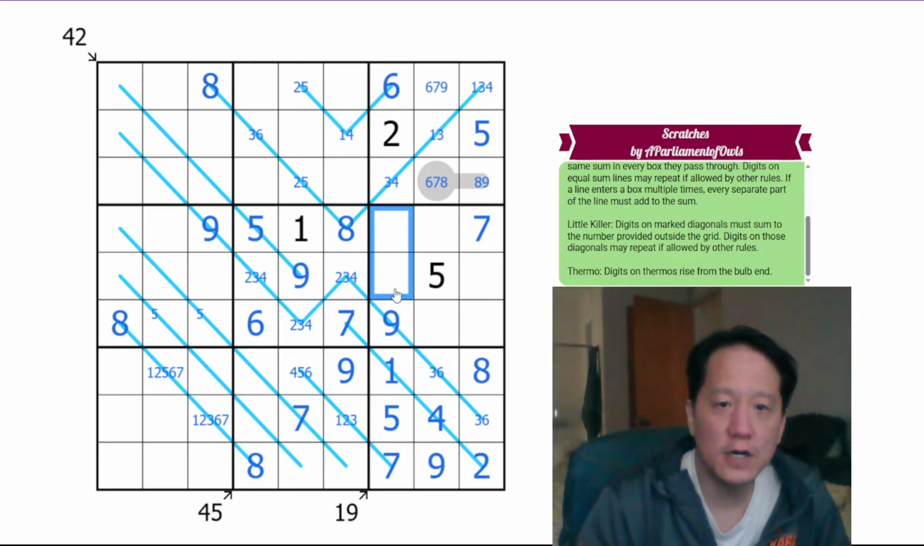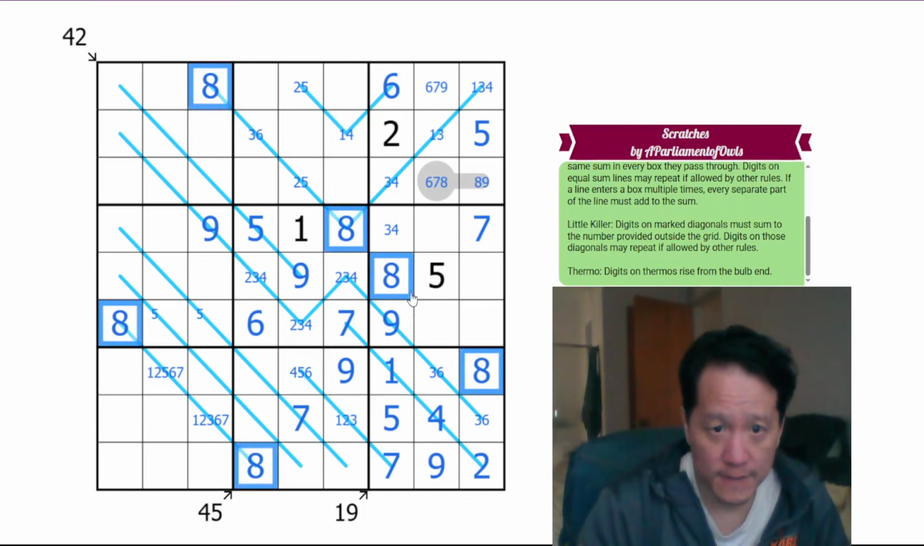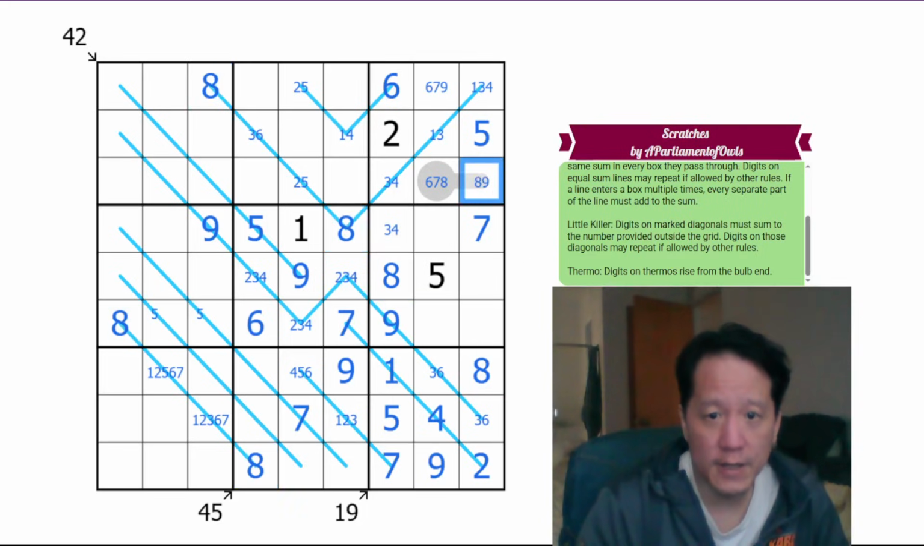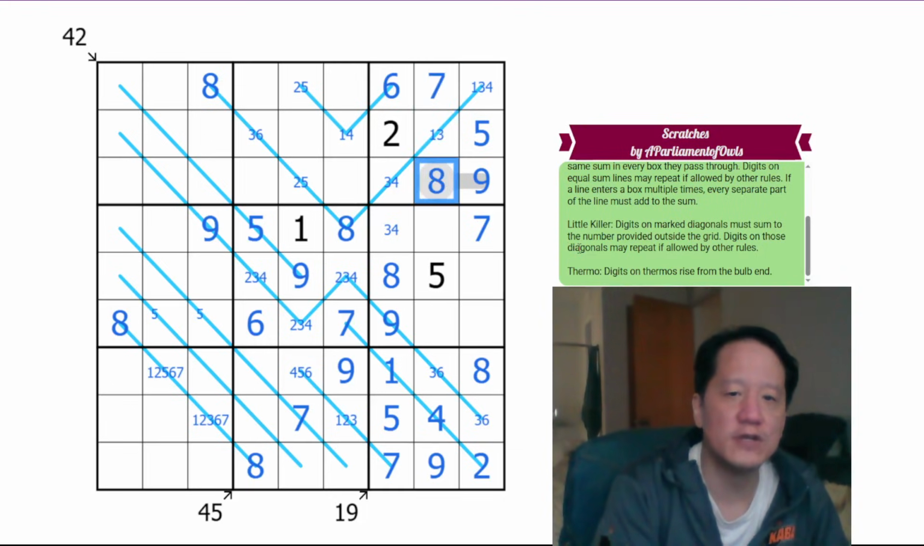Remaining digits in column 7. We have 3, 4, and 8, then this can't be 8. So that makes this 3 or 4, which makes this an 8. 8 cannot be here anymore, so this is 9. And this can't be 6 or 9, it's 7. This can't be 6 or 7, it's 8.